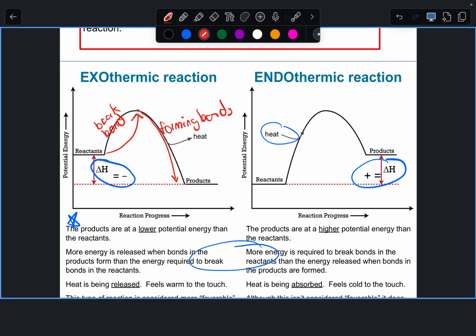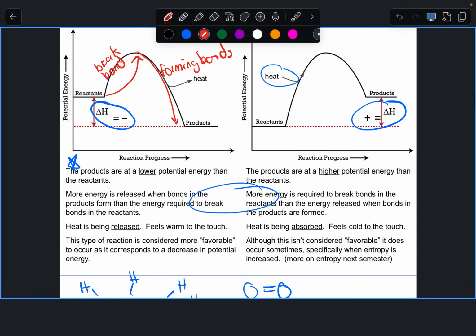Okay, so when we look at exothermic reactions, that's why it says here, more energy is released when the bonds in the products form than was required to break them. In an endothermic reaction, it's the exact opposite. So you've got all of this energy that's required to break those bonds, but you don't release nearly as much. So that's why overall energy has to go in, because it takes a lot more energy to break up those bonds than you get out in the process.